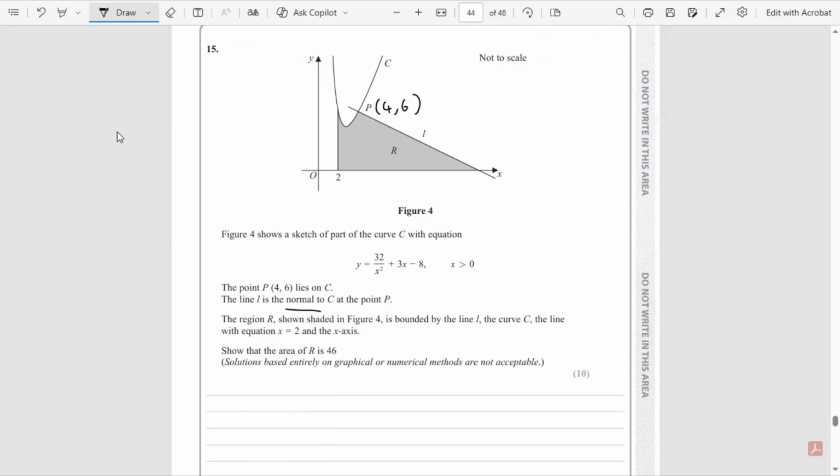Now, the region R shown in figure 4 is bounded by the line L, the curve C, and the line x equals 2. So that vertical line is, of course, x equals 2. Now, we want to show the area of R is 46, and solutions based entirely on graphical or numerical methods are not acceptable.